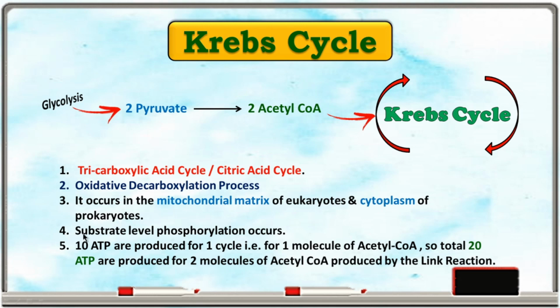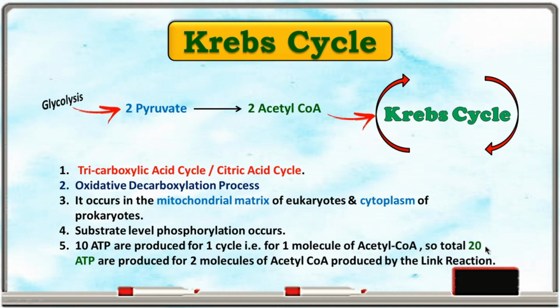And the fourth point is that substrate level phosphorylation occurs in the Krebs cycle. That means direct ATP production occurs in this Krebs cycle process. And the last point is that the total number of ATP molecules produced in a single cycle of the Krebs cycle is 10, which is produced for one molecule of acetyl-CoA.